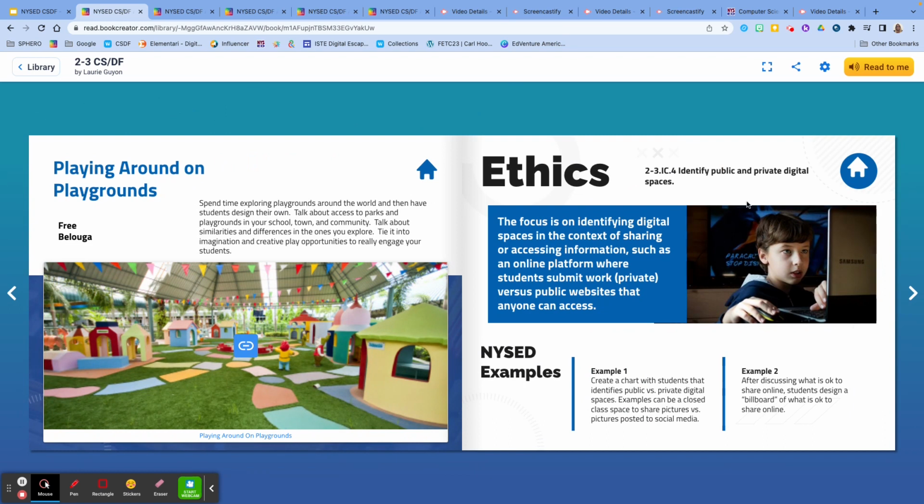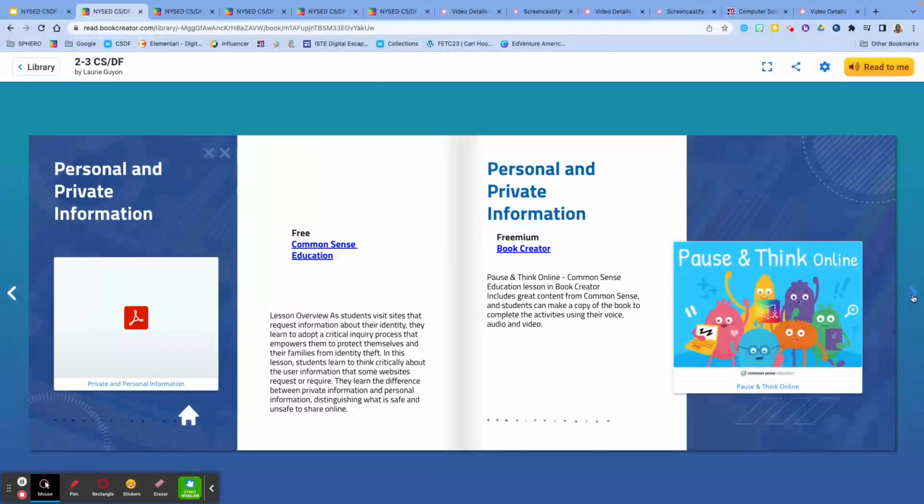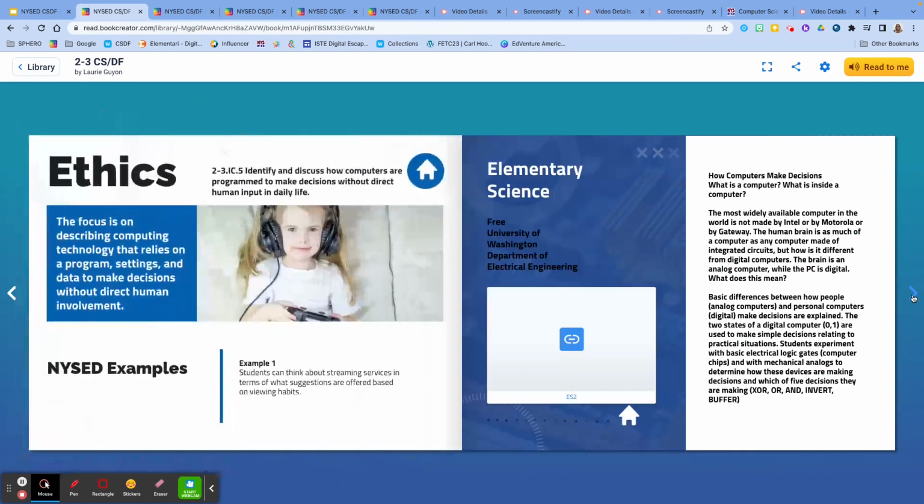The next ethics one is identify public and private digital spaces. So here, just like we talk about what you should share and you shouldn't share outside of the classroom or on the playground, or with a stranger versus somebody you know, you're going to have that same conversation in your classroom. Here are some great resources for you again.